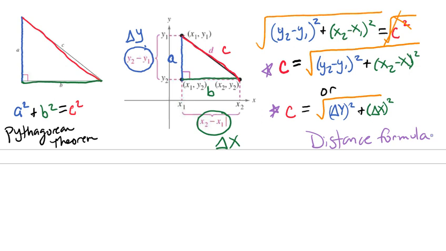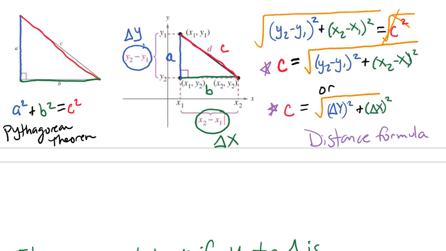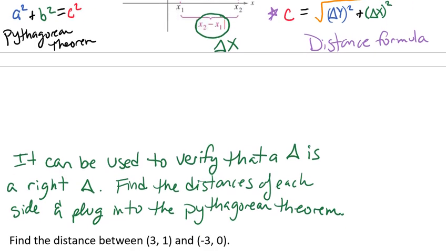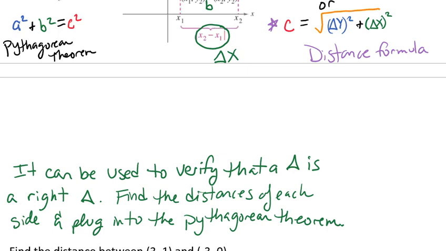So why don't we practice using those? Now the distance formula won't only find the distance between 2 points, but another use that it has is that it can be used to verify that a triangle is a right triangle. If we find the distances of each of the sides and plug it into Pythagorean's theorem, then we know that that's a right triangle.